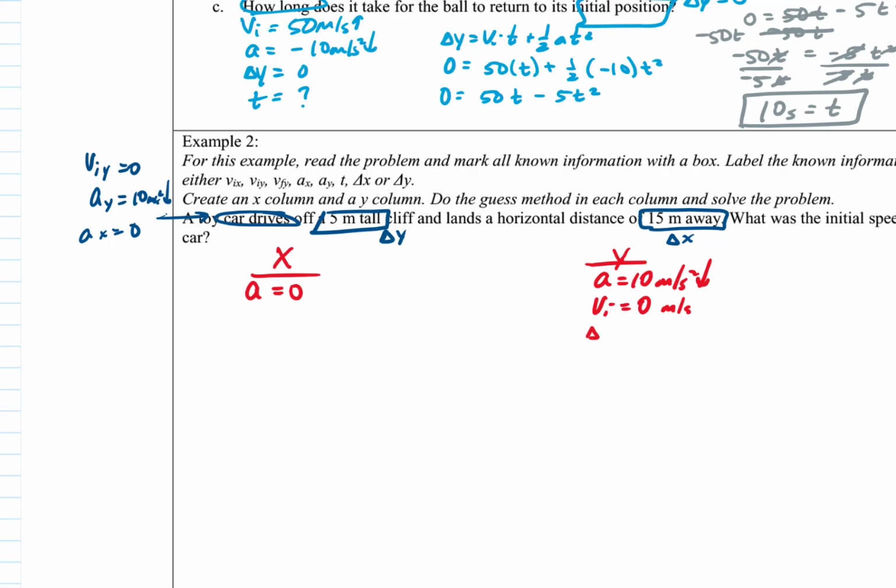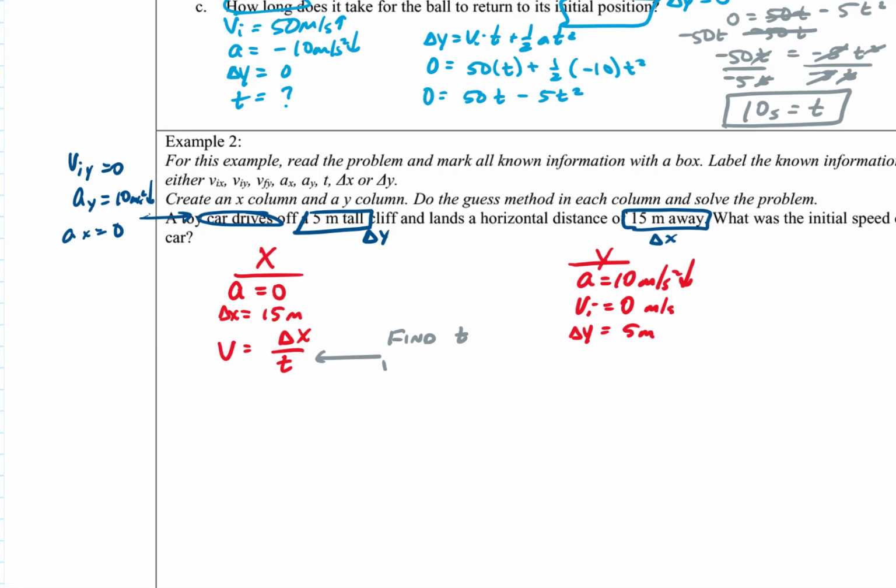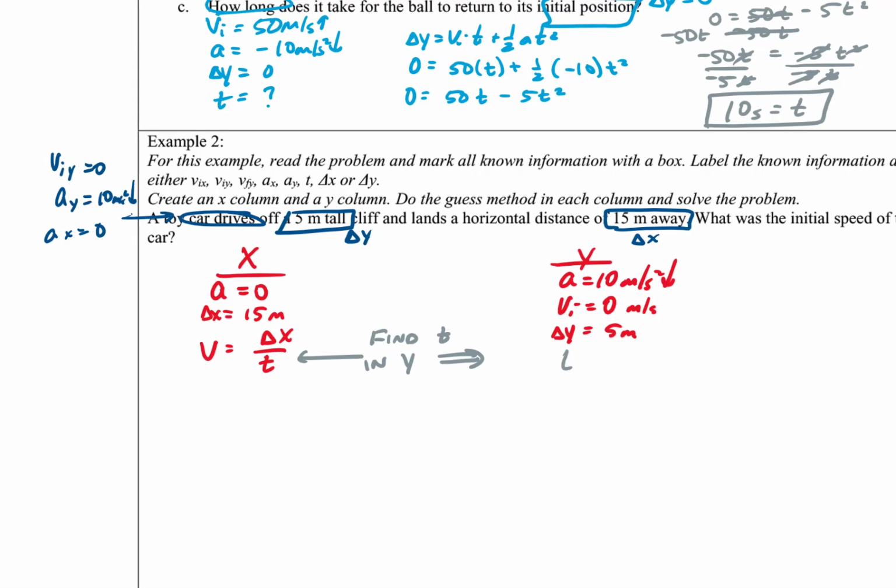The initial velocity in the y direction is 0 meters per second, and the delta y is 5 meters. Also down. In the x direction, the delta x is 15 meters, and the velocity will be delta x over time. That's how we find velocity. That's what we do when the acceleration is 0. So in order to do this, we're going to find time in the y direction, times what I don't know in the y direction. So we're going to use an equation that has all that in there.